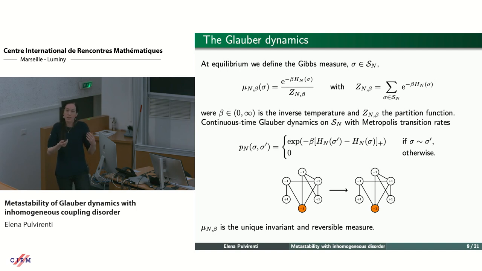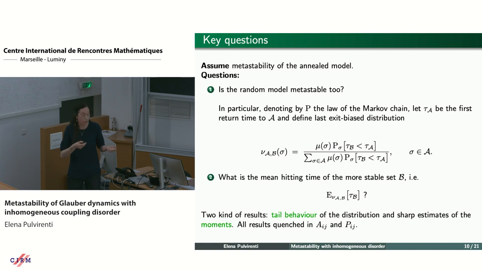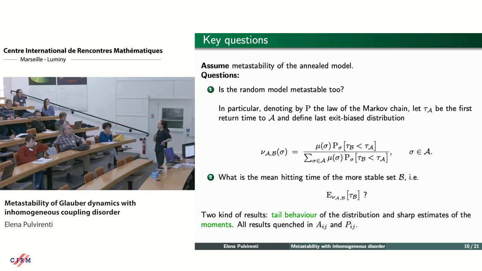So now let's start this dynamic on this quenched model. And now the natural questions are the following. Suppose that you know that the annealed model is metastable. What can you say about metastability for the quenched model? Is that metastable, yes or no? On the same set, yes or no? Second question is, again, these mean hitting times. But because we are working with potential theory, we are starting from a configuration sigma, which is drawn with respect to a complicated measure, which is called the last exit biased distribution.